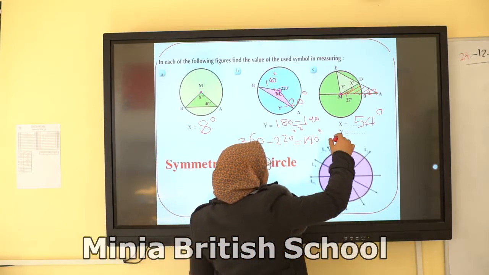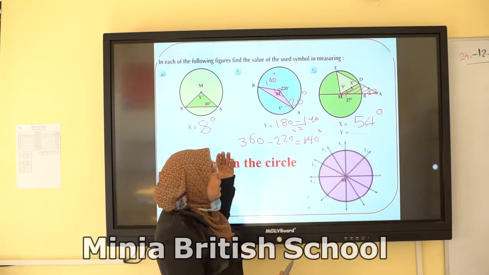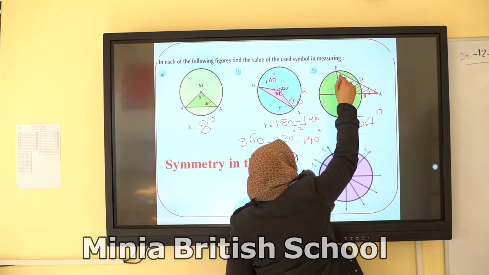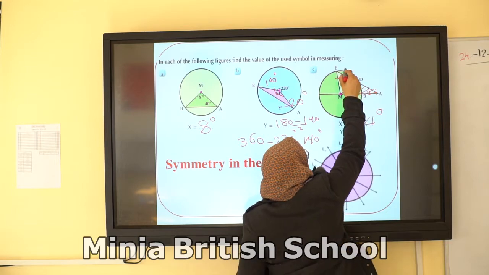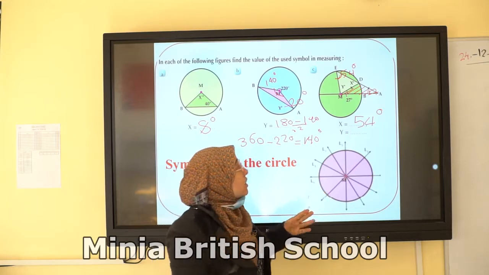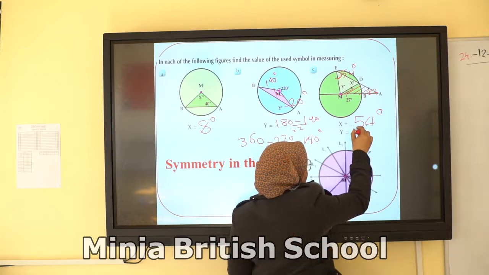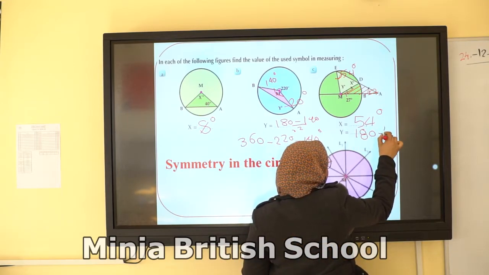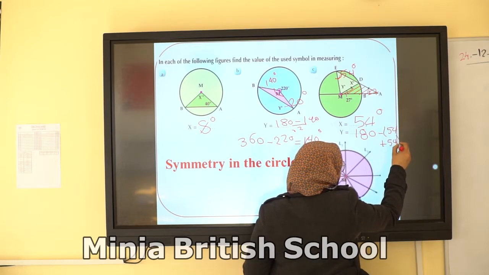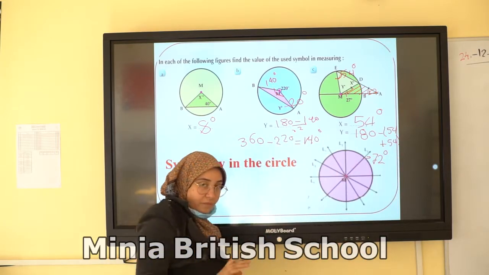And here ME and MD are radii. Therefore, ME equals MD. Therefore, the measure of angle E also equals 54. Therefore, the vertex angle in triangle EMD equals 180 minus (54 plus 54), which equals 72 degrees. Okay?